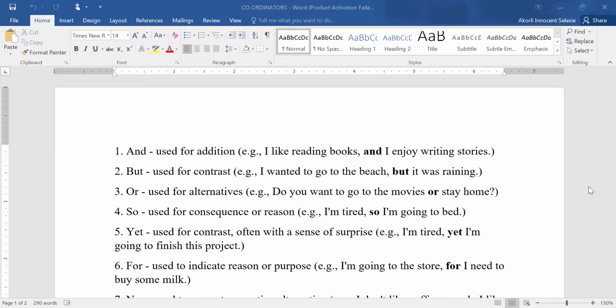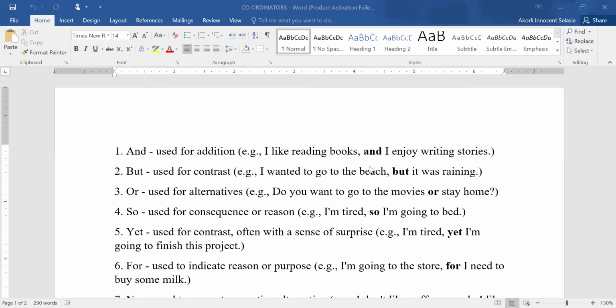As a way of revision, note that "and", for example, is used for what? It's used for addition. I like reading books and I enjoy writing stories. Now, I must mention that placing a comma before the conjunction, as you can see in this particular text, is not mandatory, it's not compulsory, because Americans do this. In British English, you may not add the comma before the conjunction. But whether you add it or not, it doesn't matter.